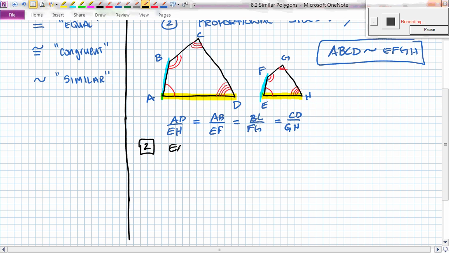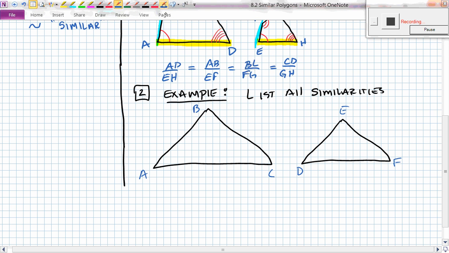Let's do an example together. Okay, let's do this. What we're going to do is list all of the similarities. All right, let's begin to list all of the similarities. Let's start with the angles. Can someone give me one angle that is the same? Yeah, so we can say angle B is congruent to angle E.